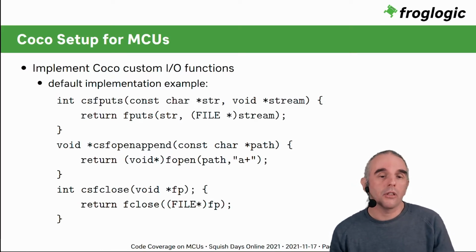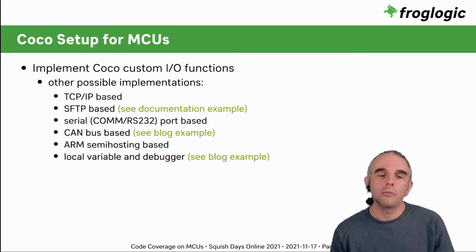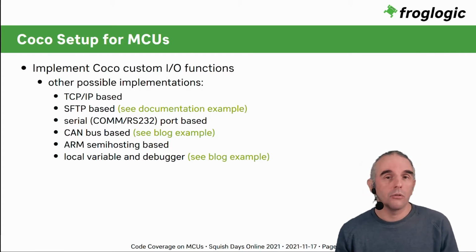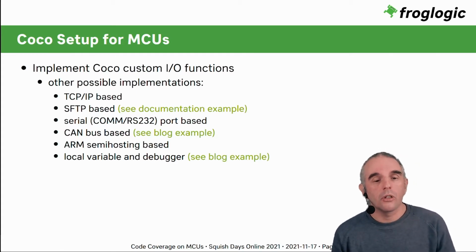And then there is the question of how you will get data back from the MCU. How will you get code coverage data back from the MCU? There are several ways to do that. If your MCU is used in an application which has TCP/IP or some network connection, then you can implement those 3 functions so that they use TCP/IP and send data back via TCP/IP. The same idea applies if you have some serial or COM port-based communication with your MCU: you can use that channel to communicate with your tester's PC and get data back.